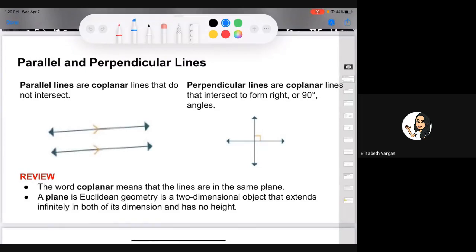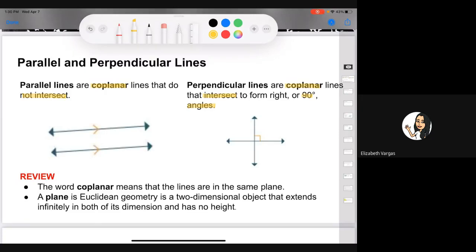Parallel lines are those lines that are coplanar, so lines on the same plane that do not intersect. Perpendicular lines, on the other hand, are again coplanar, so they're on the same plane, but they intersect at a 90-degree angle. Perpendicular lines have to intersect at a 90-degree angle. If they do not intersect at a 90-degree angle, they are just intersecting lines. They are not perpendicular.